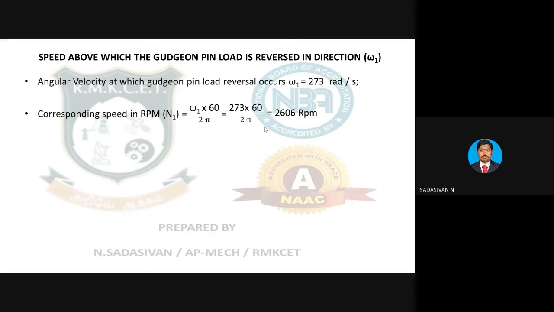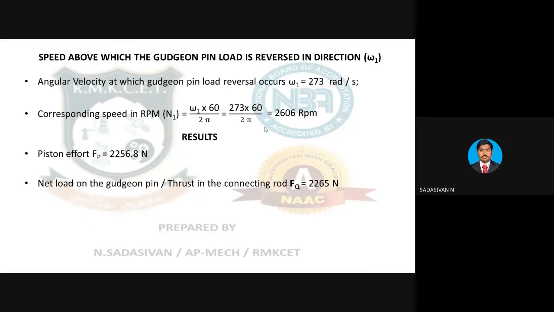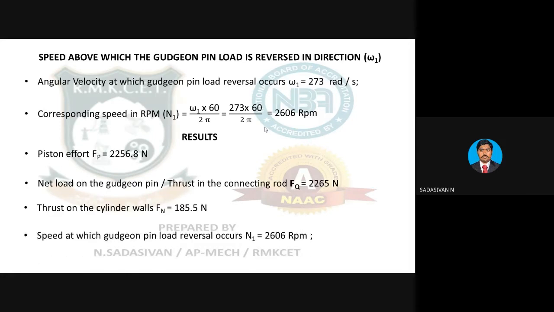Now that is the end of your problem. You will summarize the results. The piston effort is 2256 Newton. The load on the Gudgeon pin, or in this problem you are taking the Gudgeon pin load as FQ because you already found FQ. If you have already found FQ and then you are finding the Gudgeon pin load, then you can take it as FQ. So you can choose between the two based on the question. The thrust on the cylinder wall is 185.5. The speed at which Gudgeon pin load reversal takes place is 2606 RPM. So that is the end of your problem.